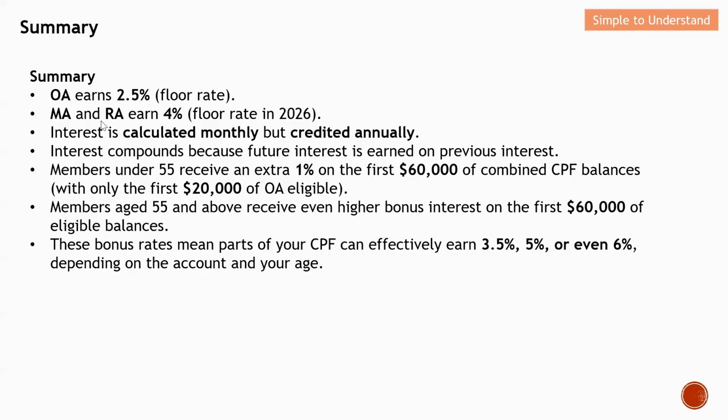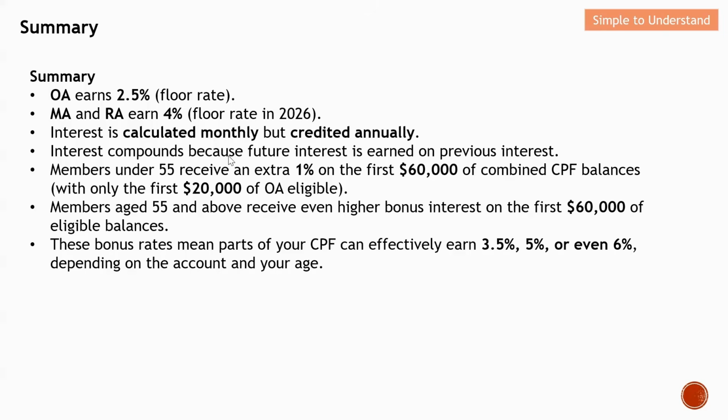Let's come to the conclusion. The OA will earn 2.5%, which is the base interest. The MA and RA, they will earn a higher interest of 4%. And in fact, this will be the floor rate in 2026. The interest for CPF, they will compute on a monthly basis rather than yearly. And in fact, they will only credit this at the end of the year. The interest compounds because the future interest is earned on the previous interest.